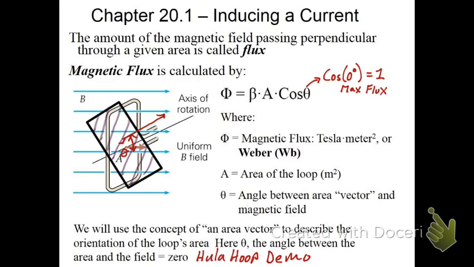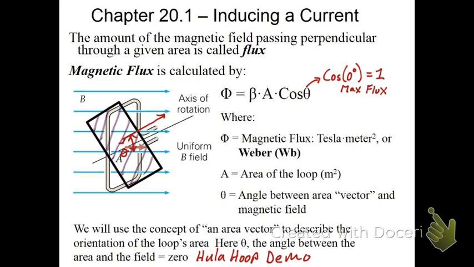And we said we needed to determine how we're going to quantify this change in magnetic field. All right, so we came up with this calculation, right? The magnetic field times the area times the orientation of the loop in the field is going to give us this magnetic flux, this Weber.